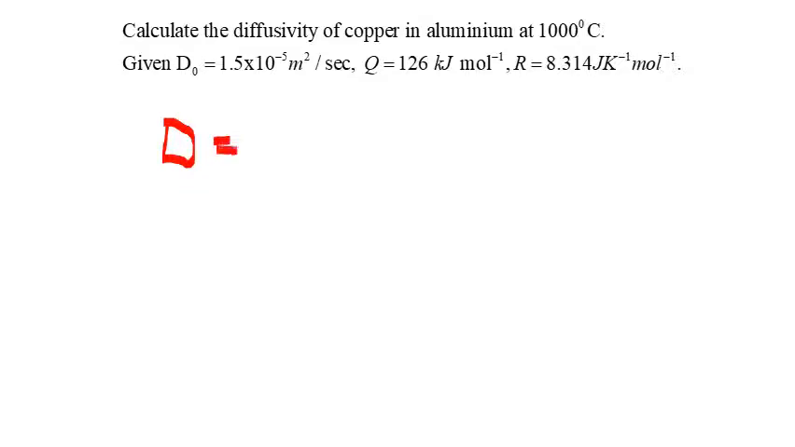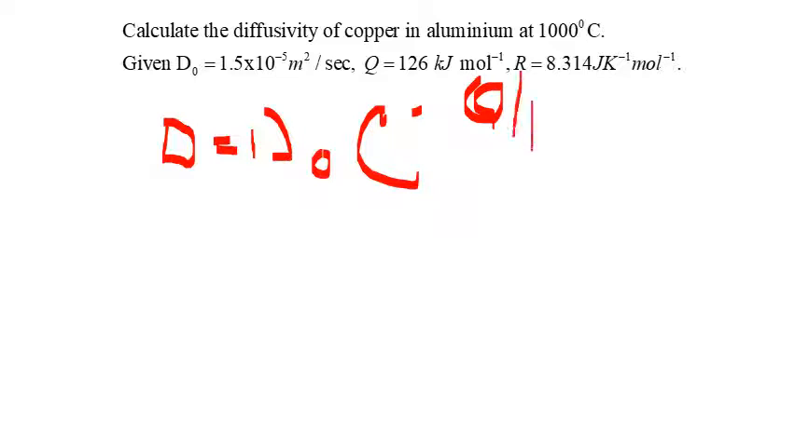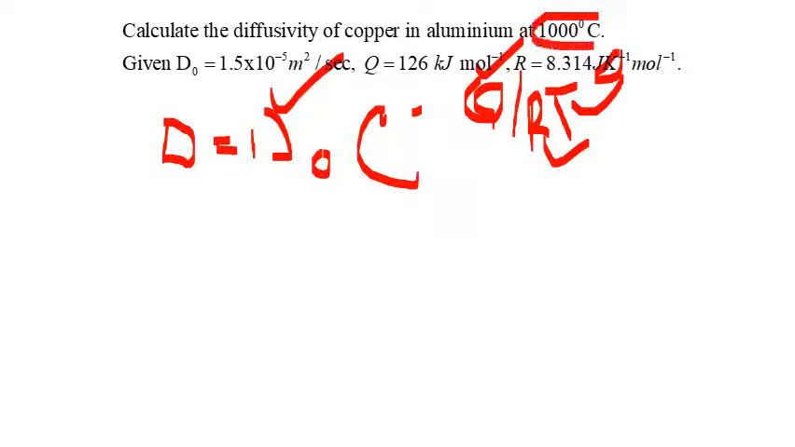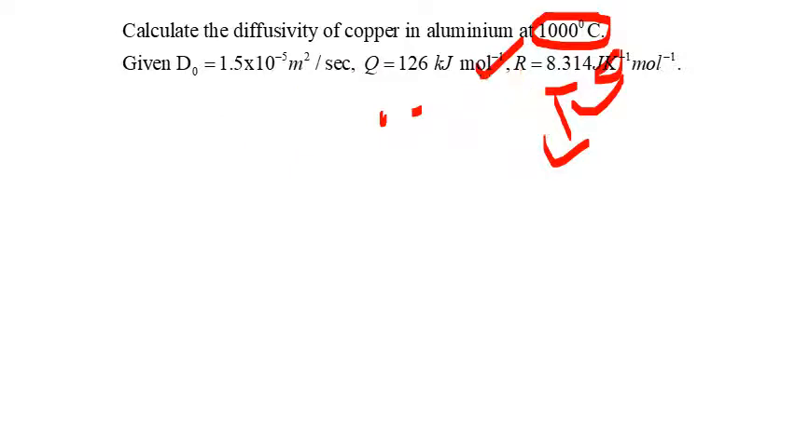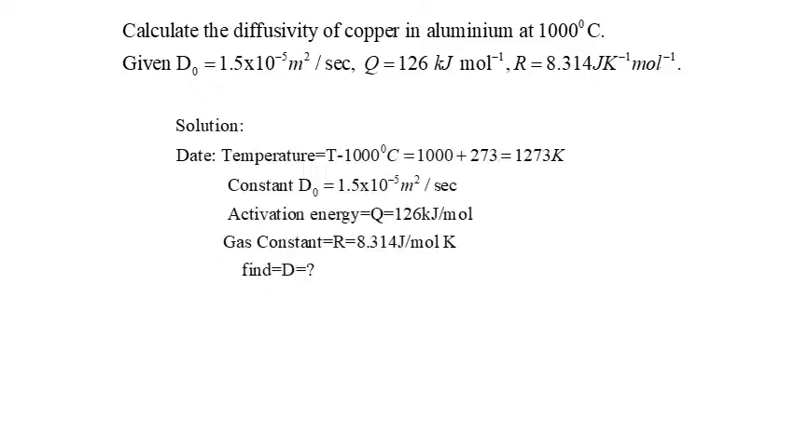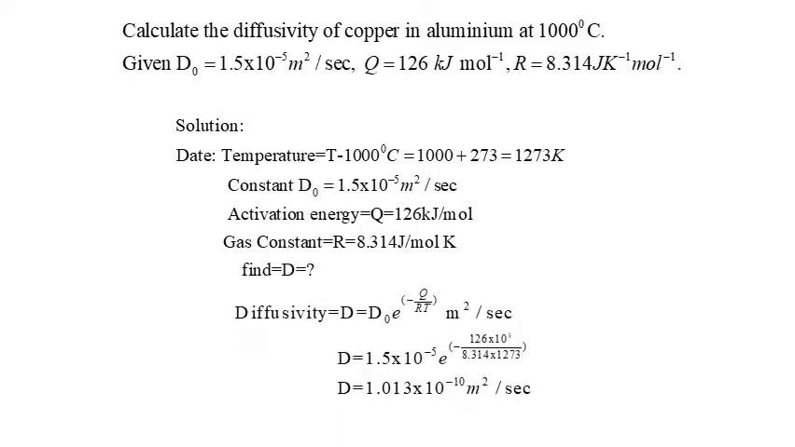We know D equals D naught e raised to minus Q by RT. That is the Arrhenius equation. D naught is given, Q is given, R is given, and T is also given. The important thing to note here is that in R the temperature is in Kelvin, but the temperature given is in degrees Celsius, so you need to convert it into Kelvin. Solution: what are the things they have given? T, D naught, Q and R. So what is the formula?